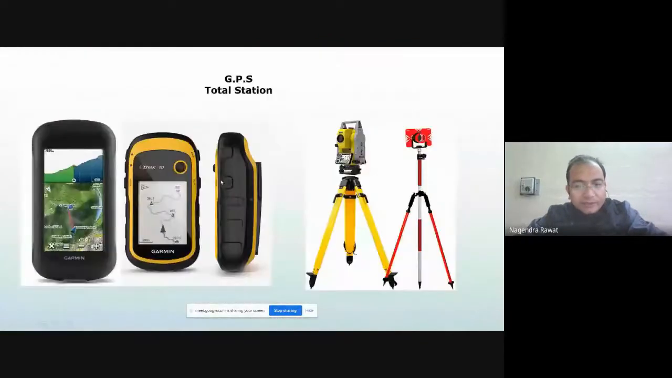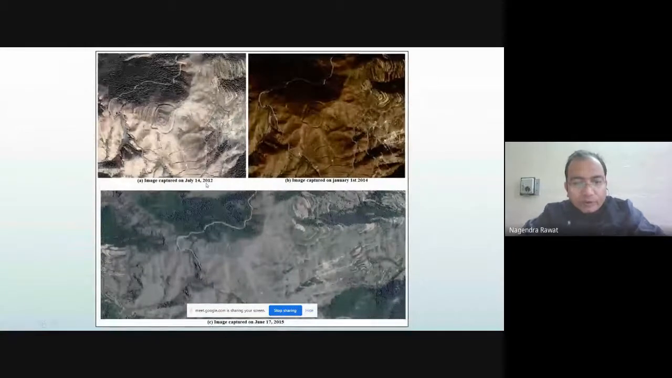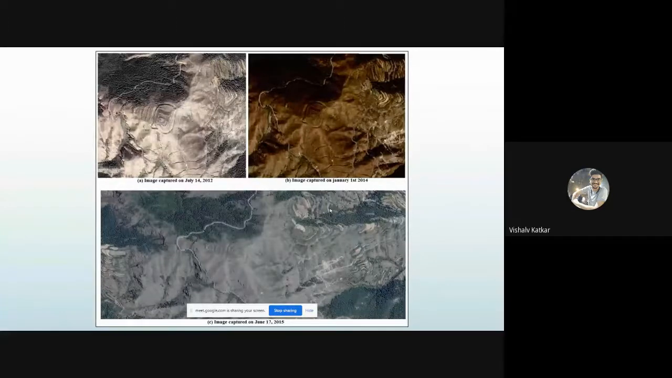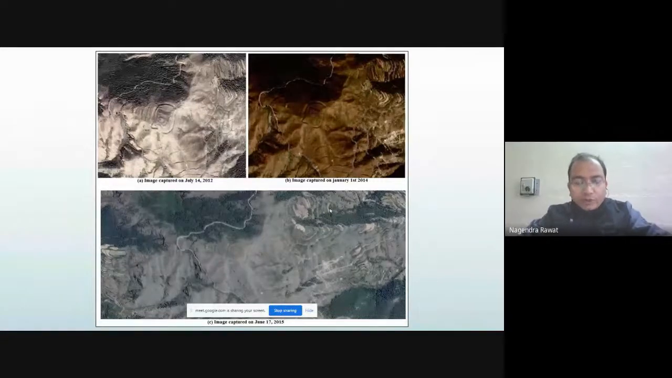The first image was captured, I think, in July 2012. The next image was captured in January 2014, and the third in 2015. So there is a historical timeline in Google Earth also. If you have not used it yet, you must use it. You can see the historical imagery of a particular location you want to explore. So you can get different imagery like this.